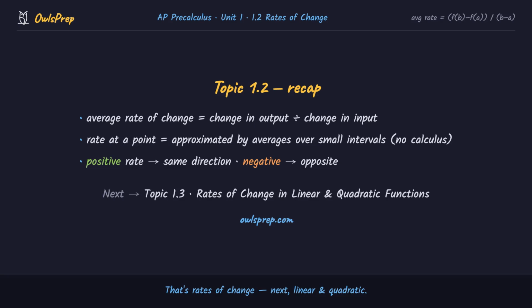So topic 1.2. The average rate of change is the change in output over the change in input. The rate at a point is approximated by averages over small intervals, and the sign of the rate tells you which way the quantities move together. Next, in topic 1.3, we'll see what these rates look like for linear and quadratic functions.